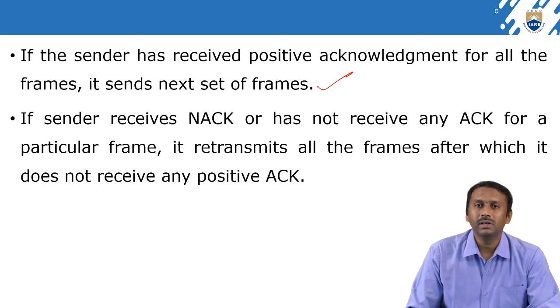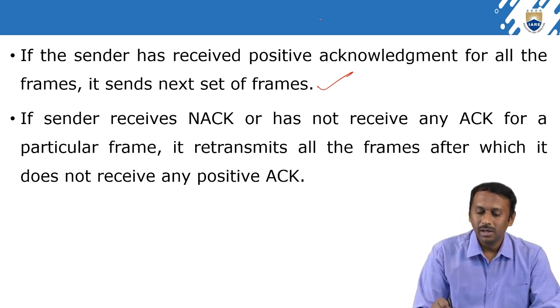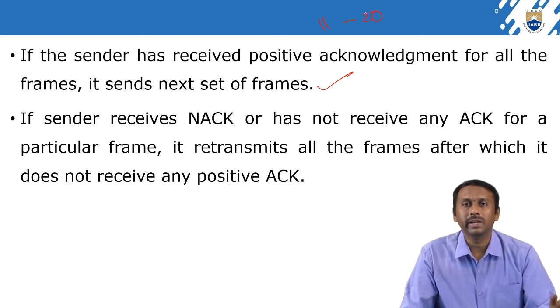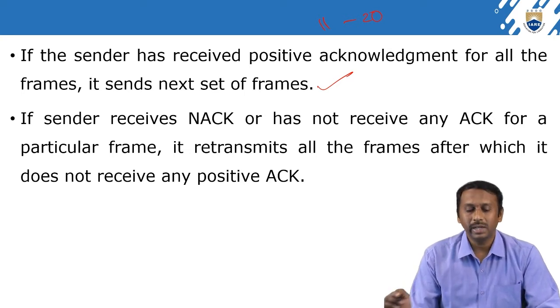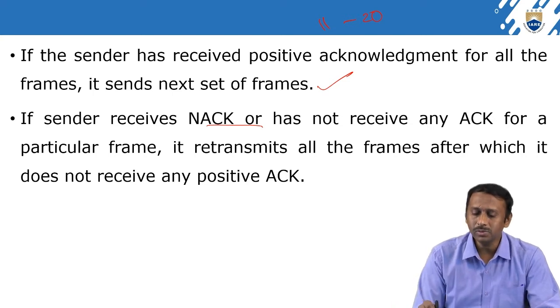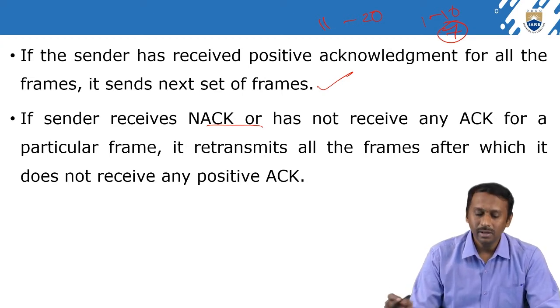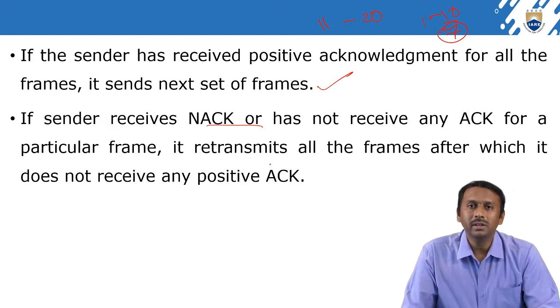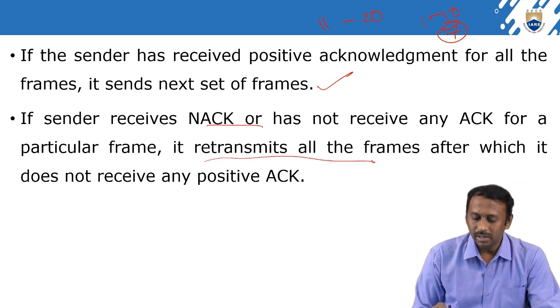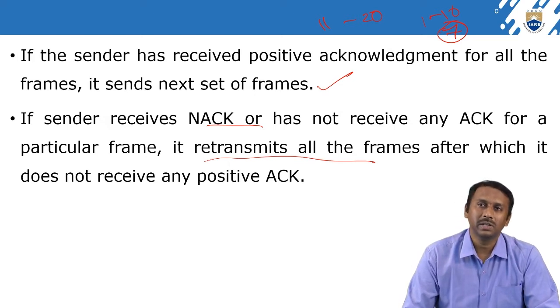So now the sending window size is 1 to 10. Once 1 to 10 have received all positive acknowledgements, then frames 11 to 20 are transmitted. If the sender receives a negative acknowledgement or has not received the acknowledgement for a particular frame, assume that from 1 to 10 the 7th frame acknowledgement is not received by the sender. Then the sender thinks that maybe the acknowledgement was lost or the data frame was lost.